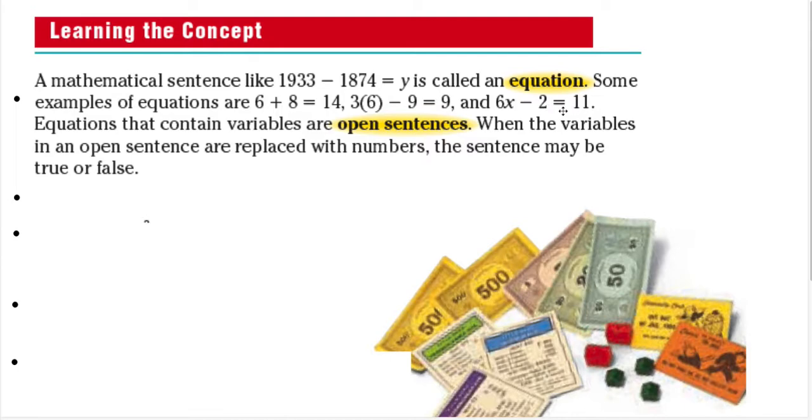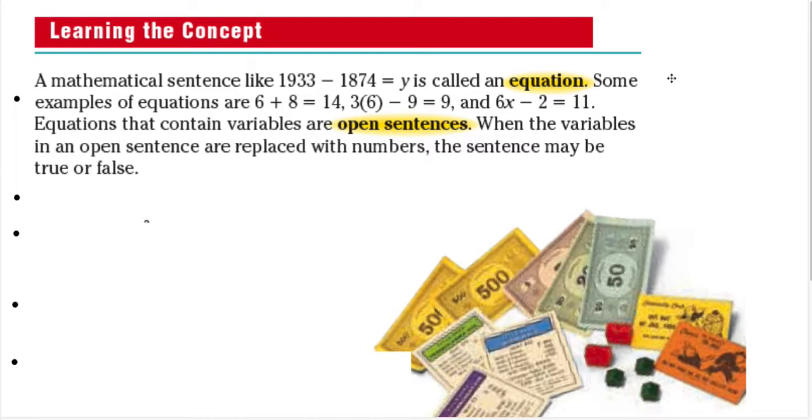Equations that contain variables are open sentences. When the variables in an open sentence are replaced with numbers, the sentence may be true or false. So when you talk about an equation such as 1933 minus 1874 equals y, it contains a variable. It is defined as an open sentence until we substitute a value for y. Once you substitute the value for y, the equation can either be true or false.